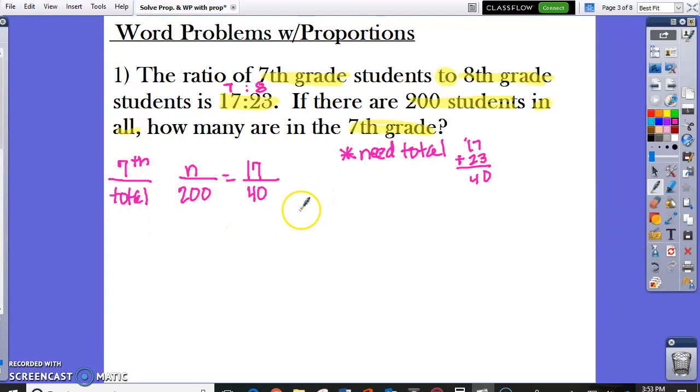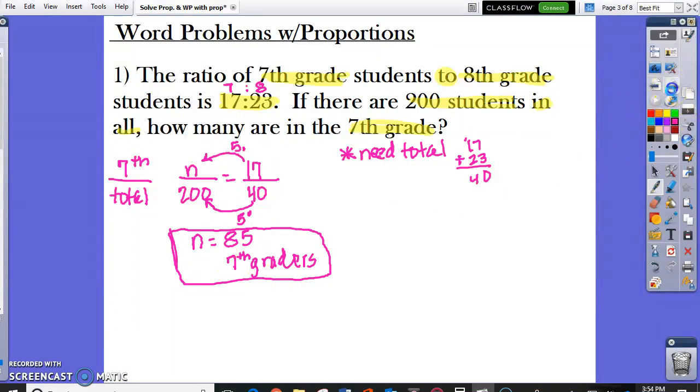Okay, so we have to use our previous knowledge from the other video. Cannot simplify this, but could we multiply 40 times something to get 200? Yes, you can. So 40 times 5 is 200. Do the same in the numerator. 17 times 5 is 85 students. Don't forget your label. And it's actually 85 7th graders. The labels are here. Alright, box your answer and we are good.